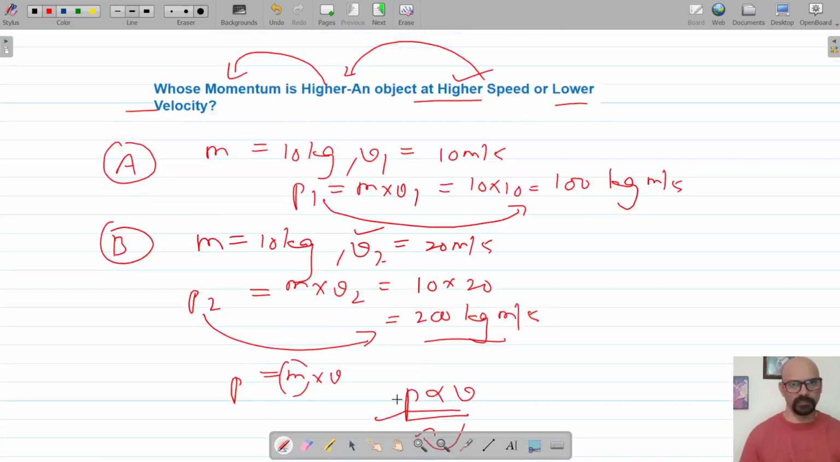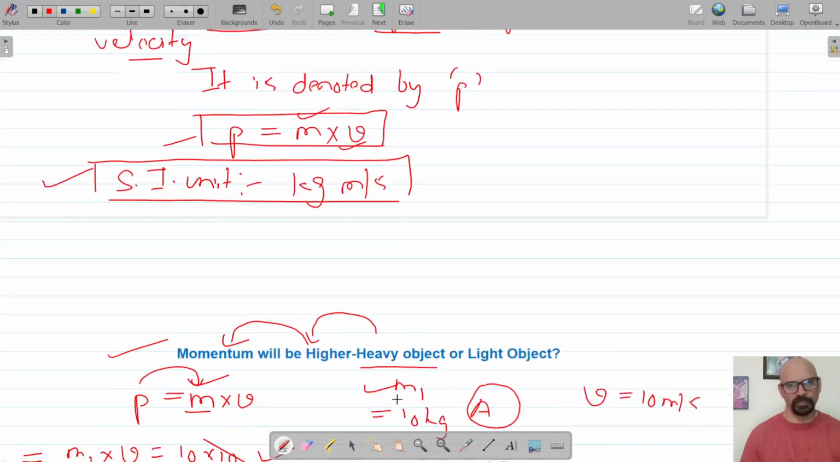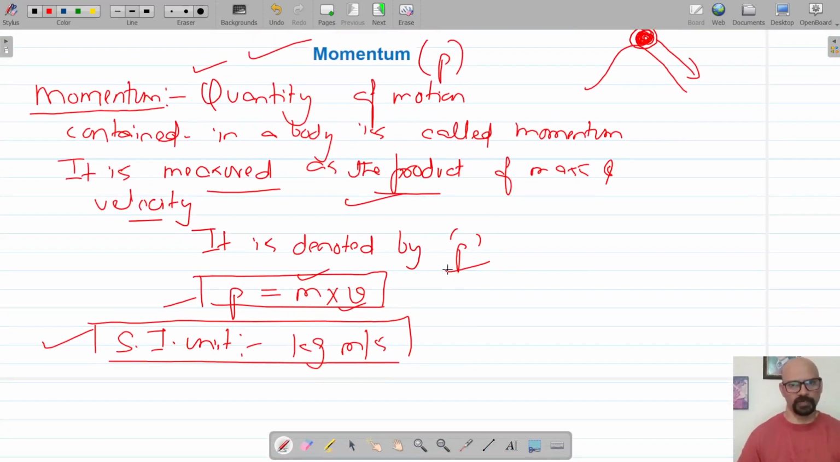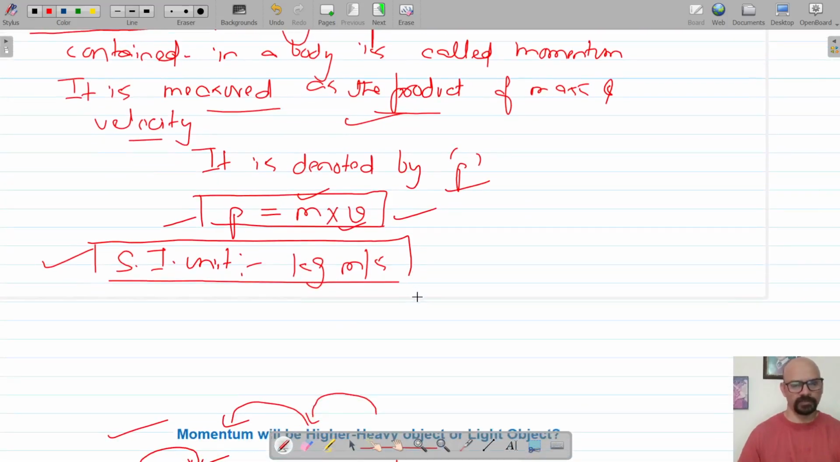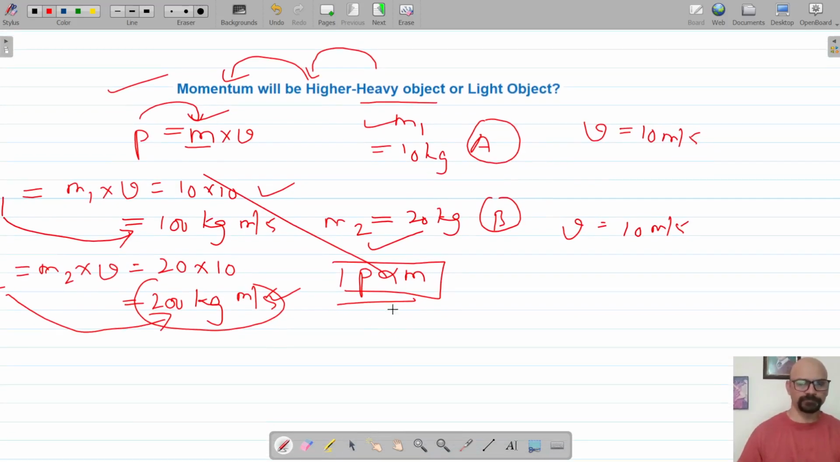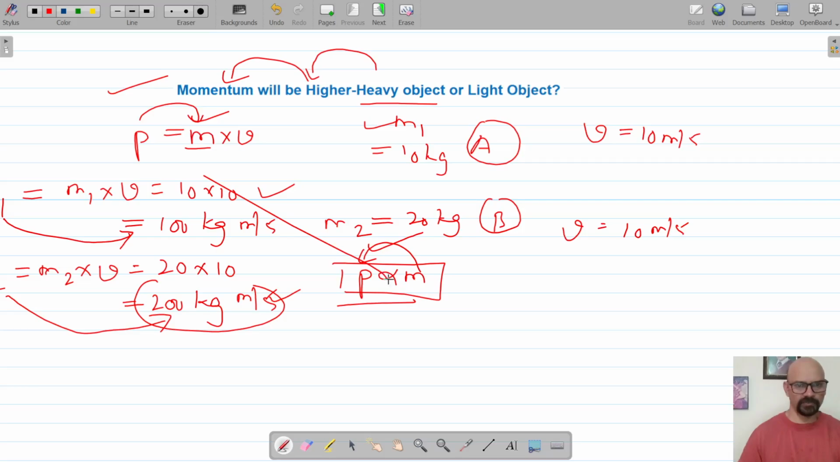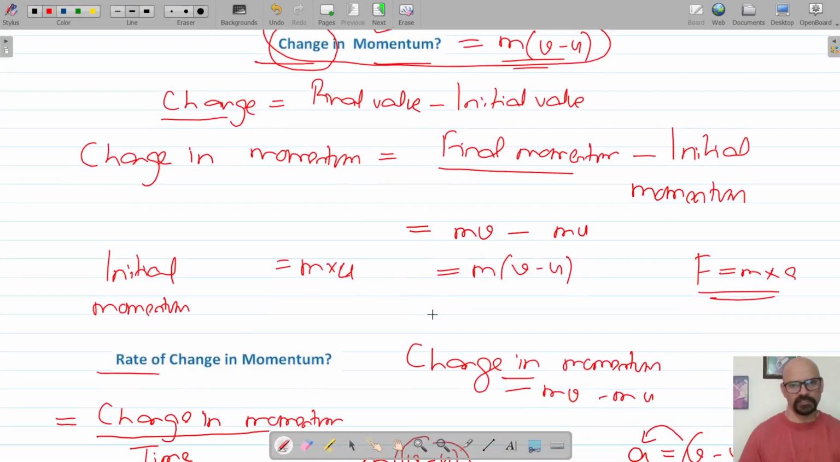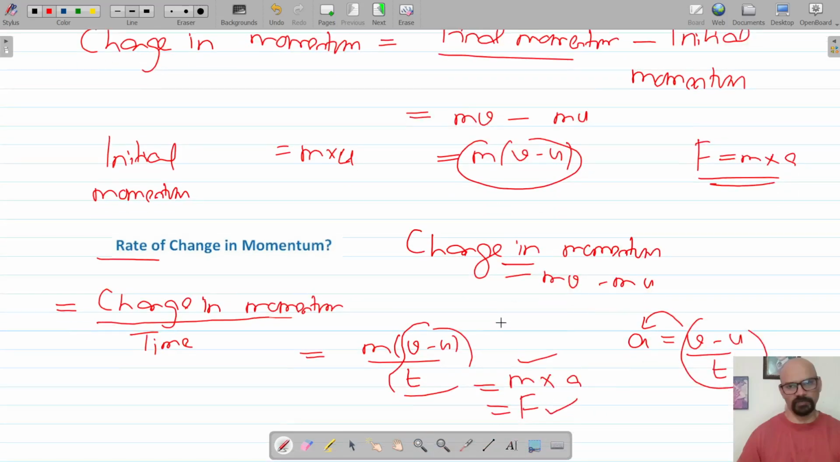So for the time being, momentum is the quantity of motion contained in a body. It is measured as the product of mass and velocity, denoted by P. The mathematical expression is m into v, and the SI unit is kg meter per second. P is directly proportional to m, that means the more the mass, the more the momentum. P is directly proportional to v, the more the velocity, the more the momentum. And change in momentum is given by final minus initial momentum, which is m into v minus u.